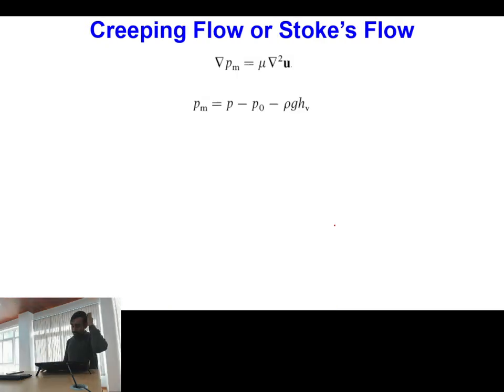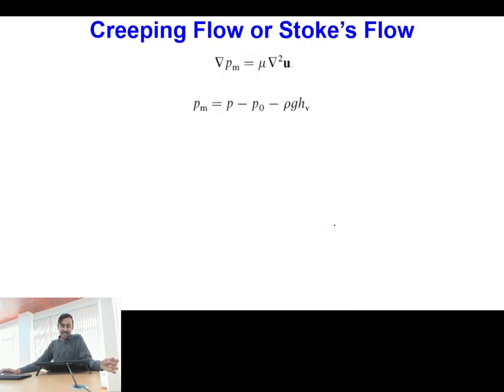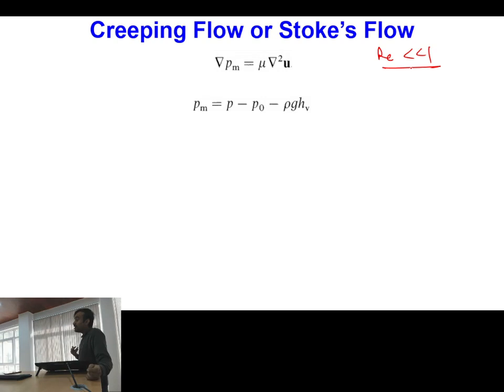So now this is about the solution of the potential flow. Along with potential flow, we can also have another very simplified situation, which is called creeping flow or Stokes flow. In case of creeping flow or Stokes flow, what happens? Viscosity is dominant, and the Reynolds number is very much less than 1. So the Reynolds number is small.